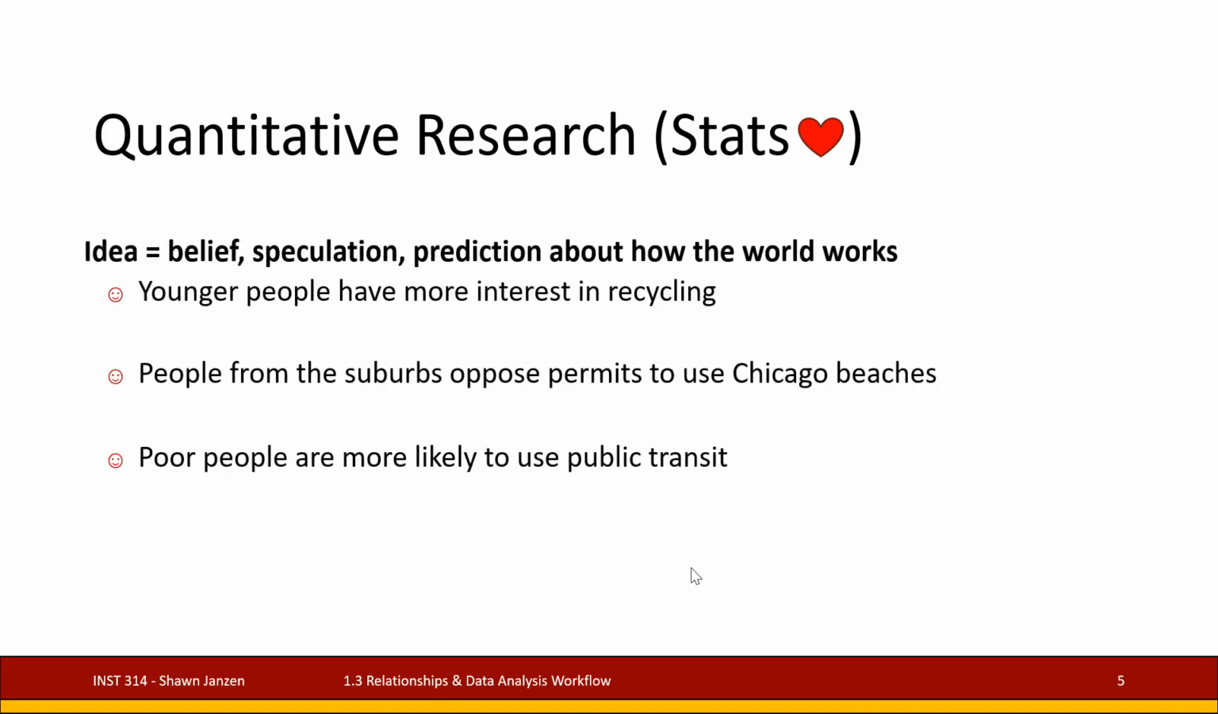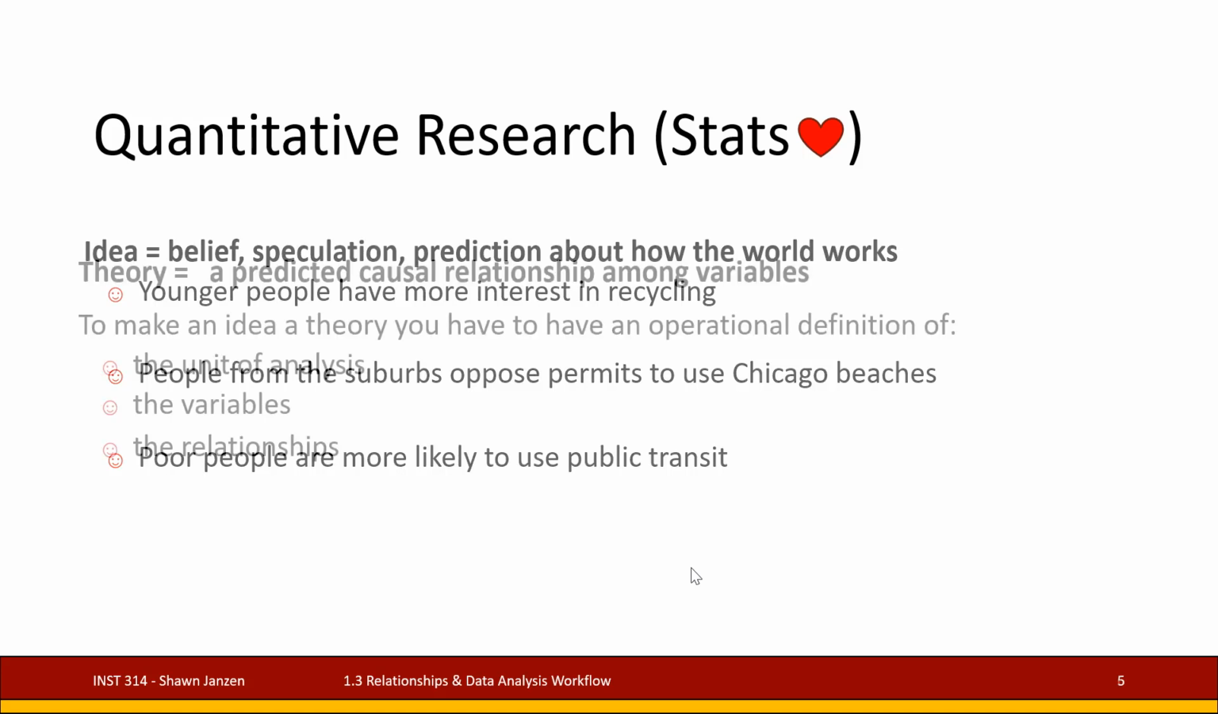So the things that we're quantifying are the different ideas that we have. The things that we come across in our daily lives where we say, oh, I have an idea, or I think this, or he or she thinks that. So these are beliefs, speculations, predictions about how the world works. Some examples I have here for you include: younger people have more interest in recycling. People from the suburbs oppose permits to use Chicago beaches. Yes, shout out Chicago, that's where I'm from. Poor people are more likely to use public transit.